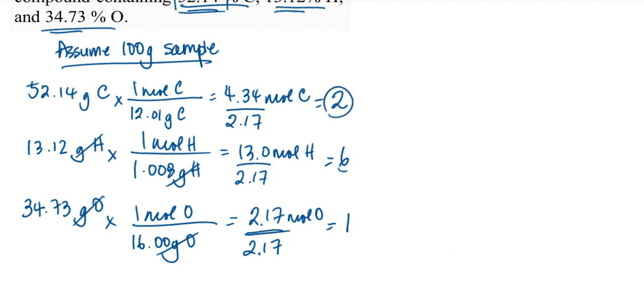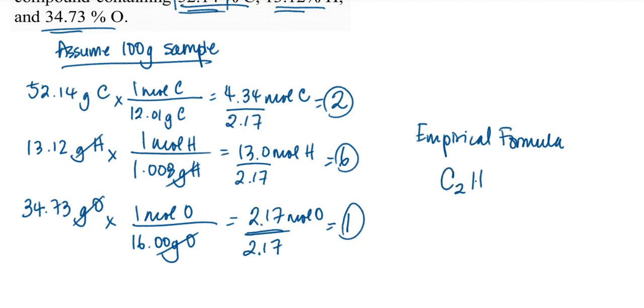So that means these factors are the subscripts in the empirical formula. And that means the empirical formula for this compound would be C2H6O.